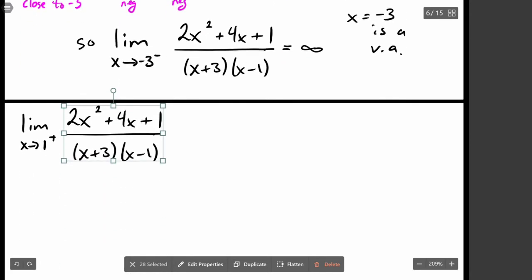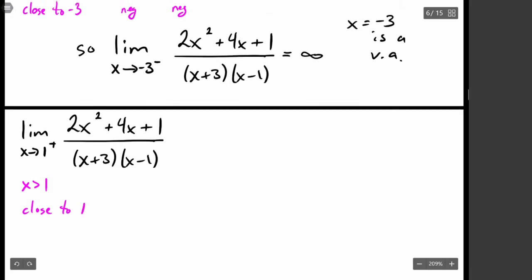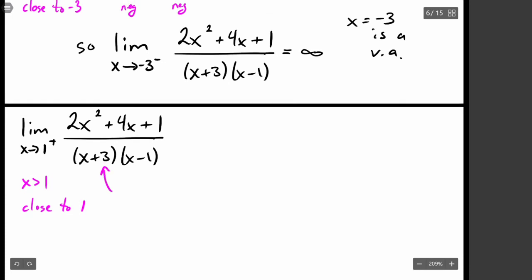So again, we're going to do the exact same thing. We're going to plug in numbers. Here, we're looking at x bigger than 1, but still close to 1. So if we plug in a number bigger than 1 here, this is going to be positive. So is this one. Right? Again, because they're positive numbers. Now again, if we did the limit from the left, this one would be positive, but this one would be negative. Okay?